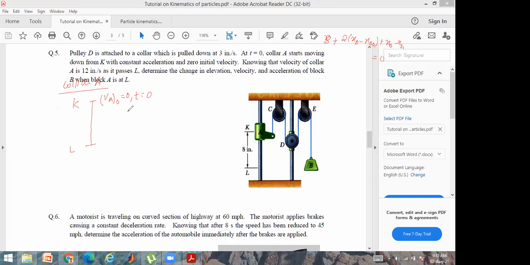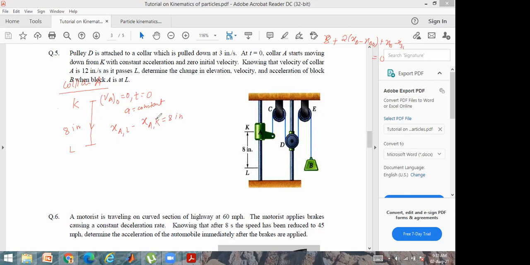What is given? Acceleration is constant, that is, a is constant. But it has also said that polar A will move from position K to L, meaning it will move downward, and the distance it will move is 8 inches. So I can write xA at L minus xA at K is equal to 8 inches. This is given.